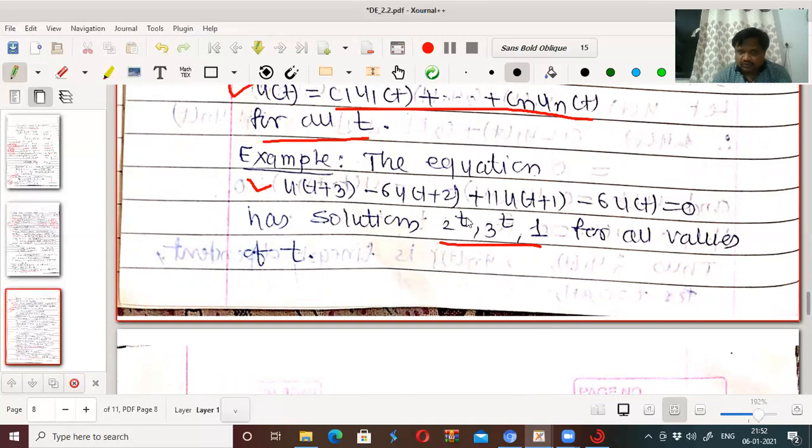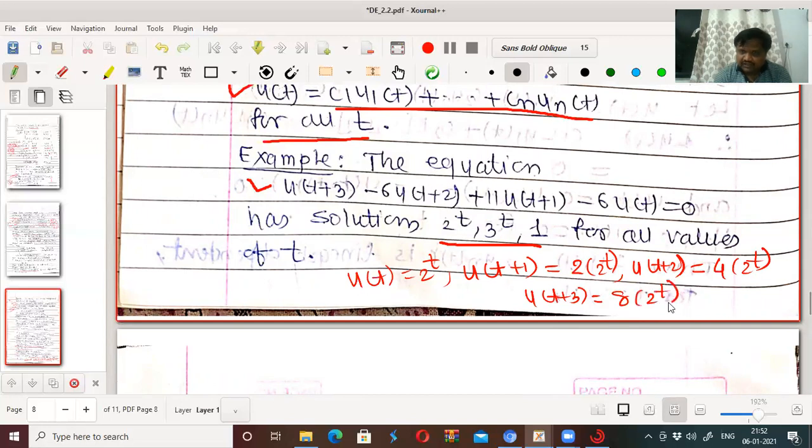First of all, if u(t) equals 2 to the power t, what is u(t+1)? It is 2 to the power t+1, meaning 2 into 2 to the power t. What is u(t+2)? It is 2 to the power t+2, meaning 4 into 2 to the power t. And what is u(t+3)? It is 2 to the power t+3, that is 8 into 2 to the power t.